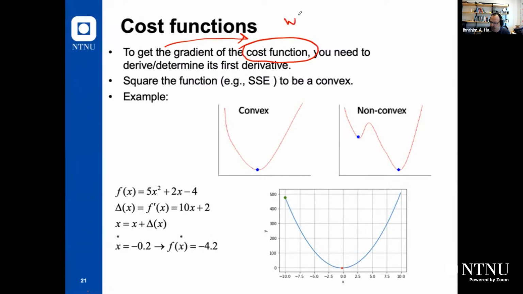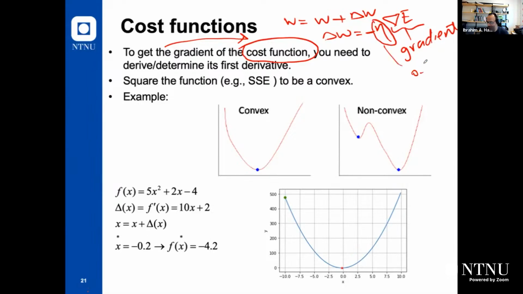So it will be like omega equals omega plus delta omega, for example. What is delta omega? Delta omega will be minus eta, which is the learning rate, multiplied by the gradient of this error function or cost function. I will call it gradient of E. That is it. This gradient, in fact, is the first derivative of our function. And eta is a constant. You can just decide its value. It could be 0.1, it could be 0.2. And the most important thing for us is to be able to find the gradient.